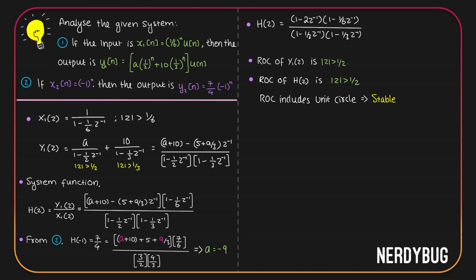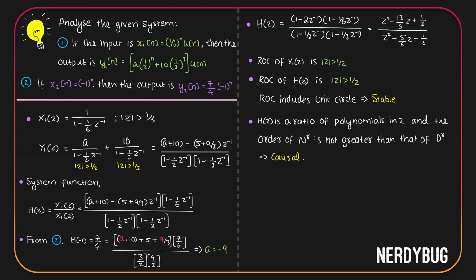For a better view, let us multiply the denominator and the numerator with z square. Then this becomes z minus 2 multiplied by z minus 1 by 6 divided by z minus 1 by 2 multiplied by z minus 1 by 3. Now z minus 2 multiplied by z minus 1 by 6 is z square minus 13 by 6 z plus 1 by 3. Also z minus 1 by 2 multiplied by z minus 1 by 3 is z square minus 5 by 6 z plus 1 by 6. We can see that the order of the numerator is 2, order of the denominator is also 2.